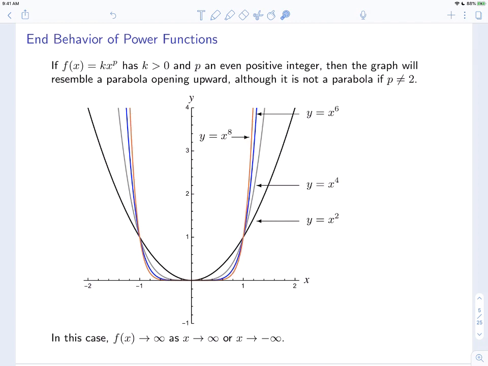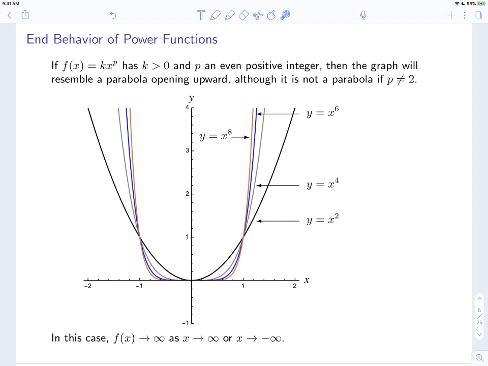That's because when the power is bigger, your function is going to give you output values that are growing very quickly, faster than the other ones. So x to the 8 grows faster than x to the 4, which grows faster than x to the 2. So that means it's getting bigger faster, so the graph appears narrower. But x to an even power always has sort of the same shape. It looks vaguely like a parabola, but it's only a parabola if p is equal to 2.